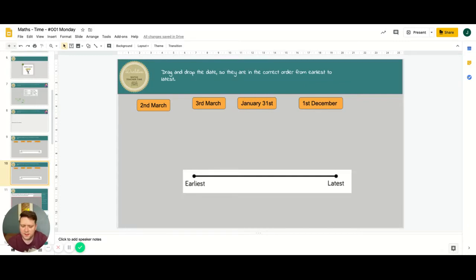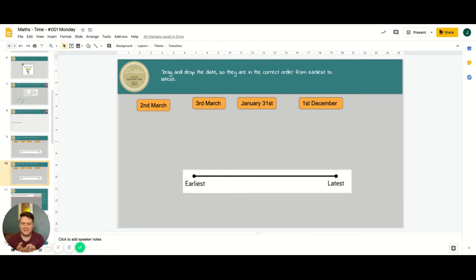Okay, so this is a test to see if you can order your numbers, but order the months as well. But also if you can look at the scale to see that the earliest is at the start and latest at the end. Just be careful in future of some other questions that look like this might start with the latest and you might have to order them from latest to earliest. So top tip there.